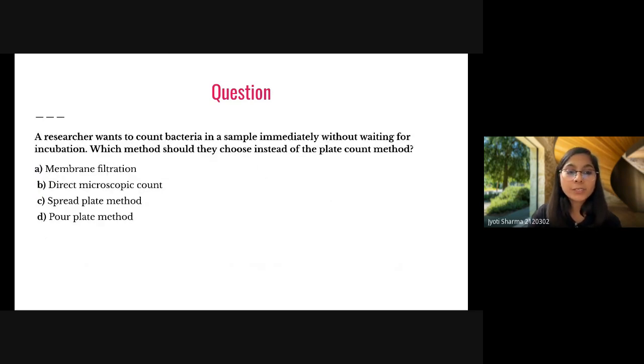Okay, the next question is, a researcher wants to count bacteria in a sample immediately without waiting for incubation. Which method should they choose instead of the plate count method? Because for the plate count method we need to have some time so that the colonies can grow, but if we do not have much time for this incubation, what kind of method can we adopt instead of the plate count method?